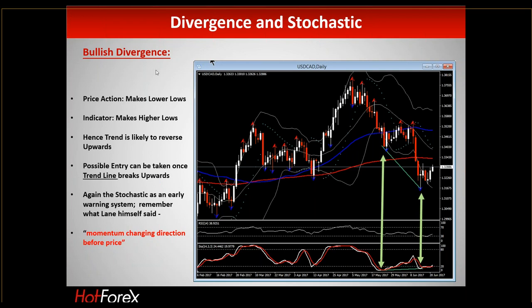Bullish divergence and bearish divergence don't occur that often. When they do, it can be quite a significant movement. Basically, the price and the indicator are going in opposite directions. That's all divergence means. Here we've only got the two touches, which is perhaps why it's not as strong. So again, it's an early warning system. As Lane said himself, the momentum changes before the price action sometimes. It can be quite difficult to identify divergence sometimes.